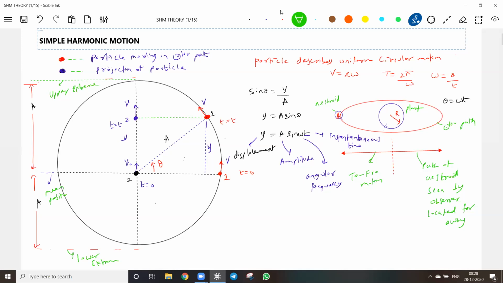Okay, fine. So I won't know what is the speed of the projection, what is the speed of the particle. So I'll differentiate. Let me go for dy by dt is equal to a omega cos omega t. So what is dy by dt? Velocity.